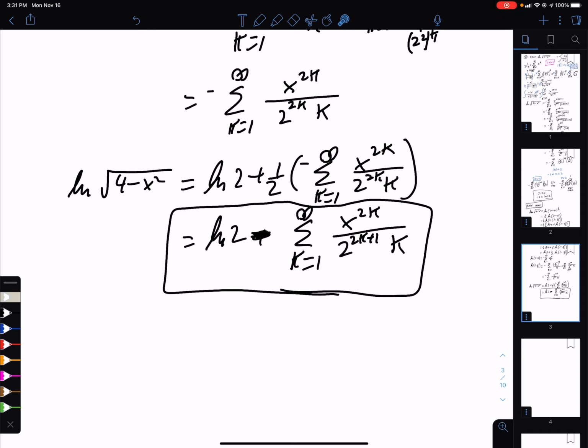Okay? You would do the same thing with the interval of convergence. You would have to test the endpoints. I'm not going to spend the time to do that, but that is problem number 51.